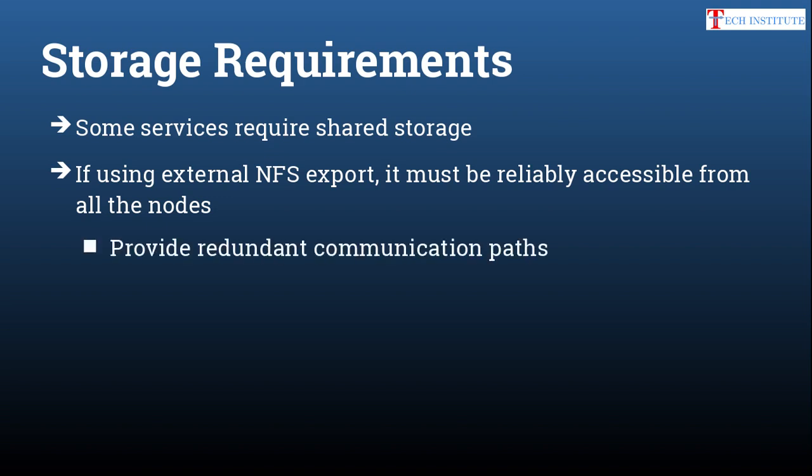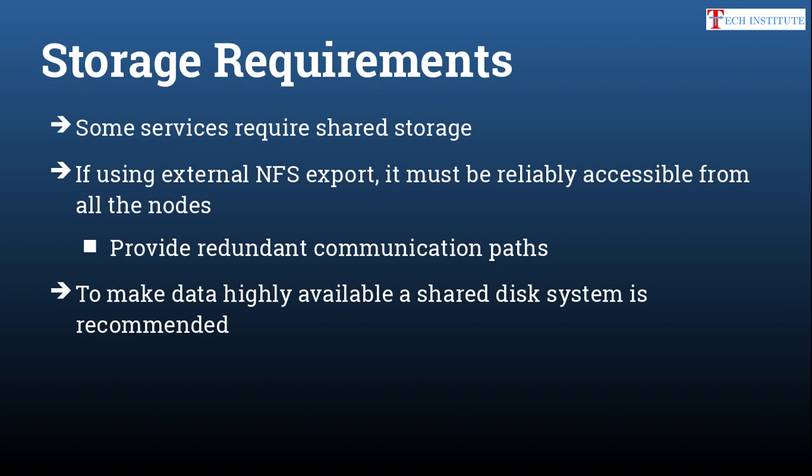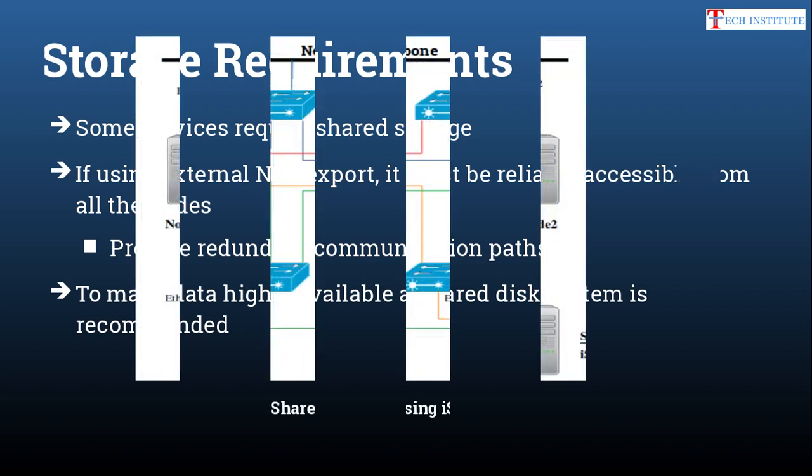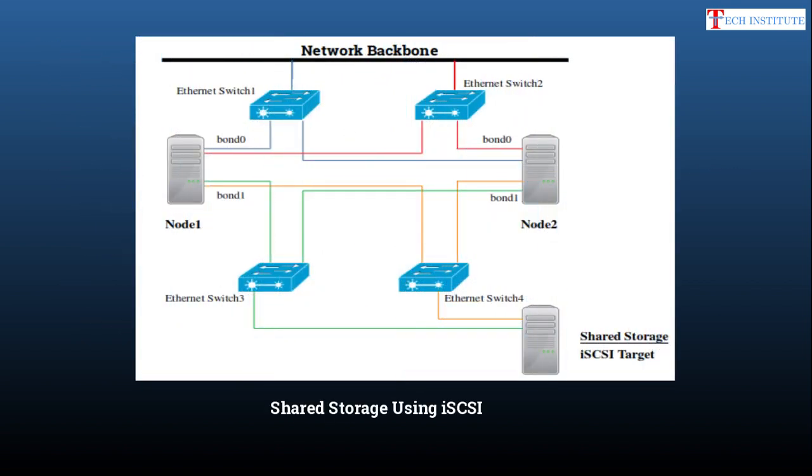So provide a redundant communication path so that you have high availability configured for NFS accessibility also. To make data highly available, a shared disk system is recommended. If one node goes down, the same disk will be mounted on another node and your application or service will continue from that node. You can refer to this diagram to configure the storage connectivity, where you can have two different Ethernet switches connecting via two different links to the storage. Here it is iSCSI, it can be NFS also.